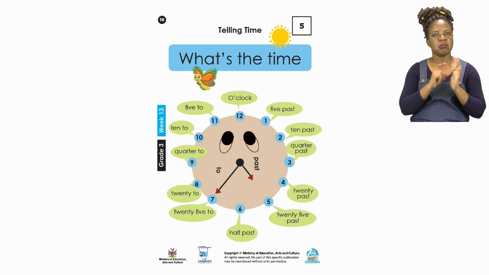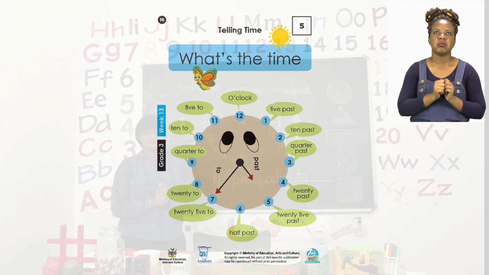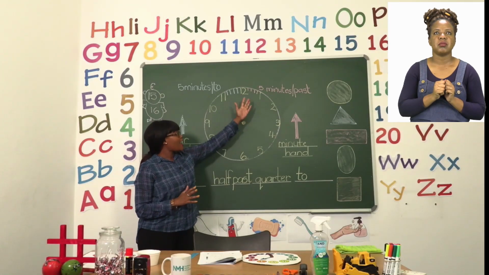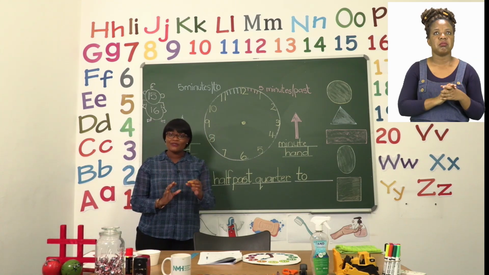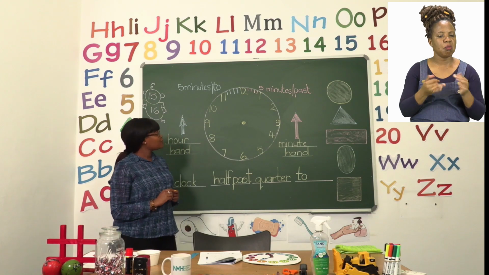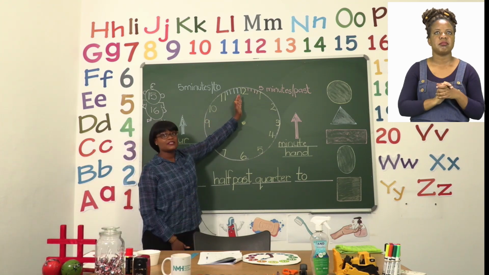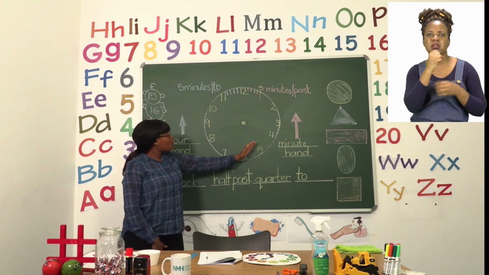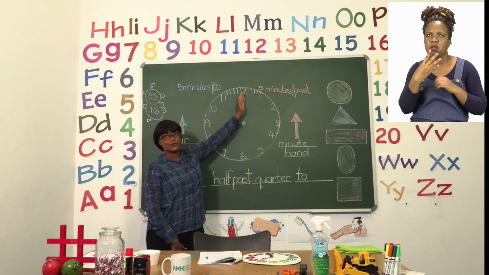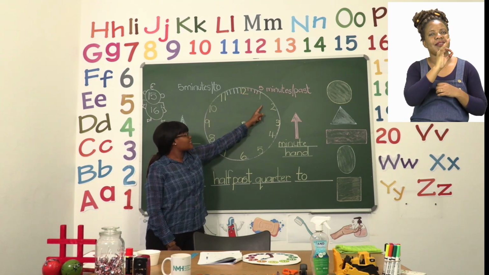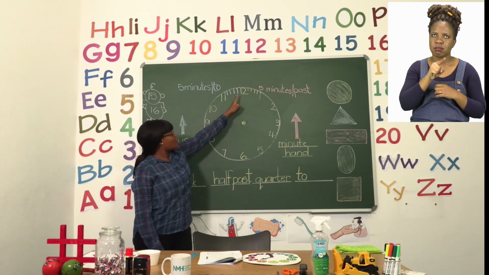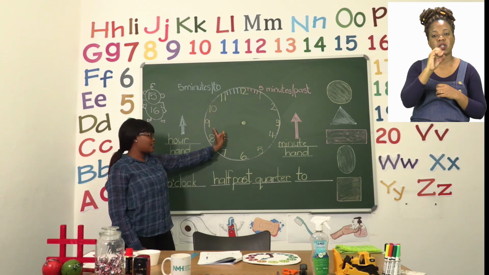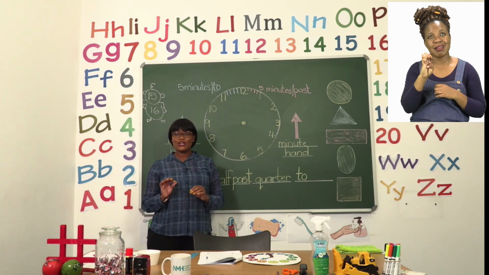So we're going to talk about the clock and the different parts. Let's take a look at the board. Now, as you can see, I also have a clock on the board, but we're going to talk about each and everything. Now the first thing that you can see on the clock is that it has numbers from 1 going all the way round to 12. If we are going in this direction, we say that it is clockwise. And then if we go backwards from 12 going to 9, we say that is anti-clockwise.